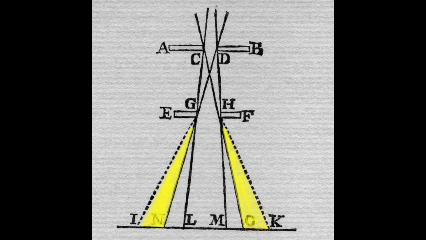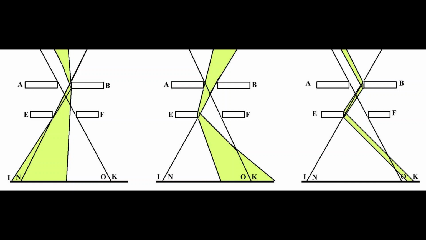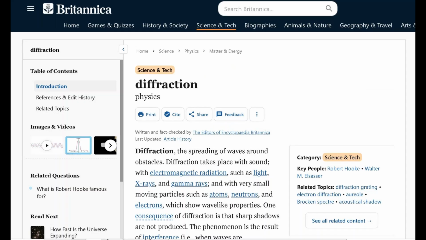Which is more likely? Light mysteriously curves around a wall for no apparent reason at all, or light reflects off of the inside rim of the surface? Grimaldi's theory of light diffraction still holds firm today over 350 years later.